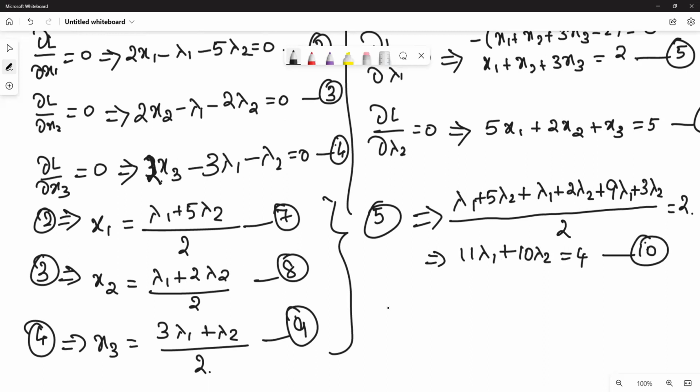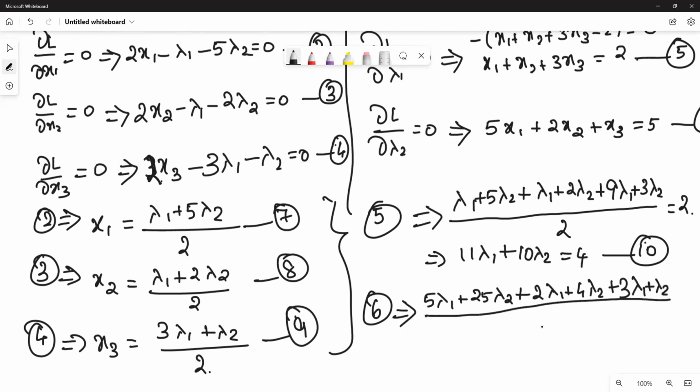Similarly, substituting 7, 8, 9 in equation number 6, that is 5x1 plus 2x2 plus x3 is equal to 5. This becomes 5 times x1, that is 5λ1 plus 25λ2, plus 2 times x2, so 2λ1 plus 4λ2, plus x3, that is (3λ1 plus λ2) whole divided by 2, which is equal to 5. Simplifying this, I'll get 10λ1 plus 30λ2 is equal to 10. Mark it as equation number 11.